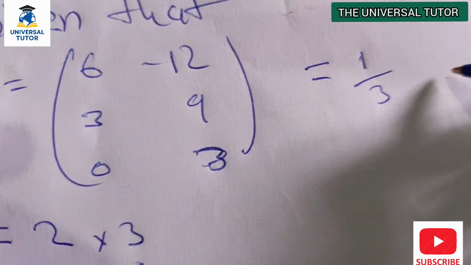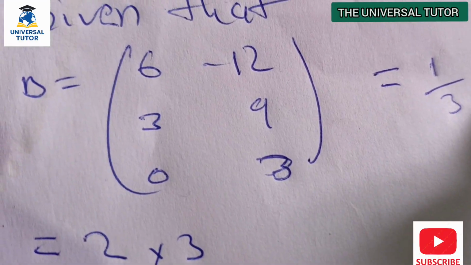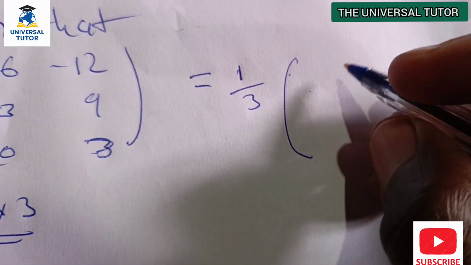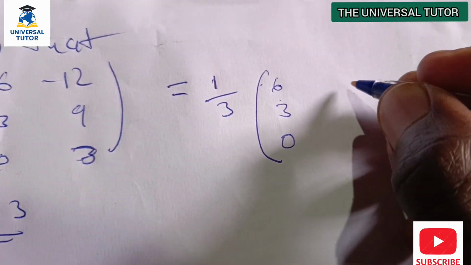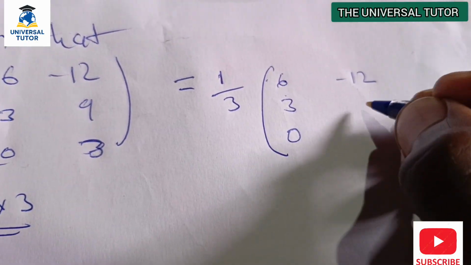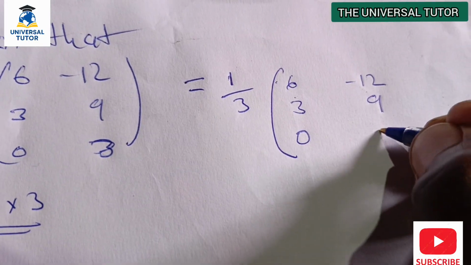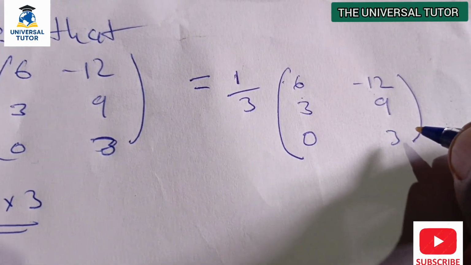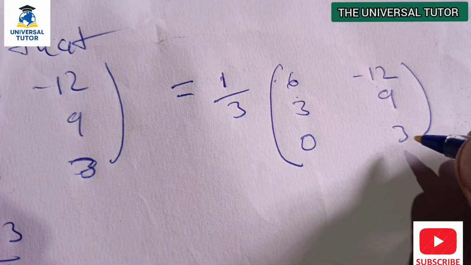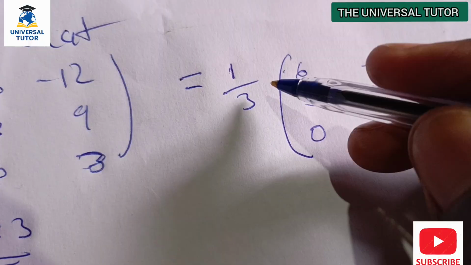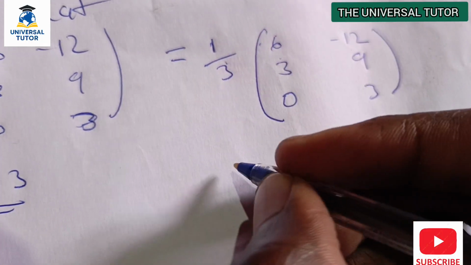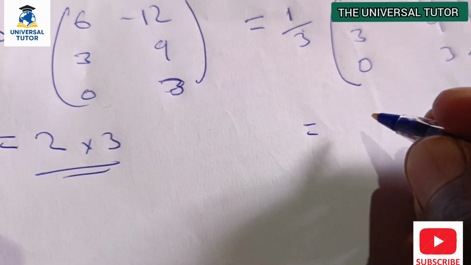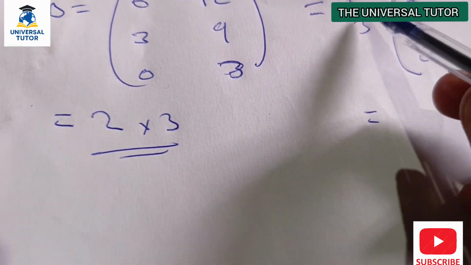So we are going to write everything that is in this matrix. We are going to say 6 here, 3, 0. Then we're going to have negative 12, 9. Then we have 3 there. Close the matrix. So now when we close the matrix, what we're supposed to do is multiply everything inside this matrix with this fraction. So we bring it here. We are going to have this fraction times.